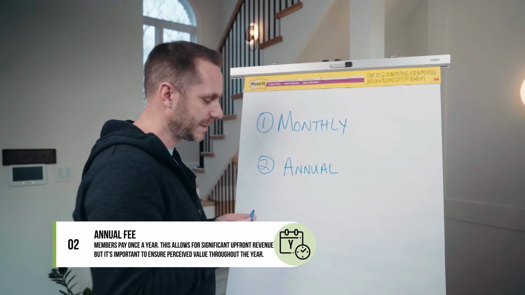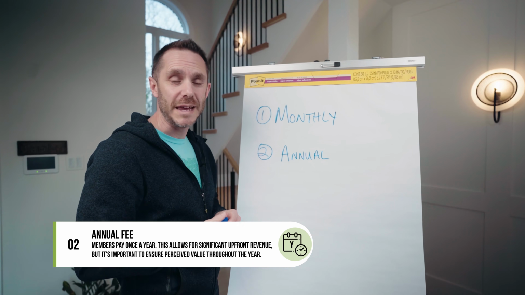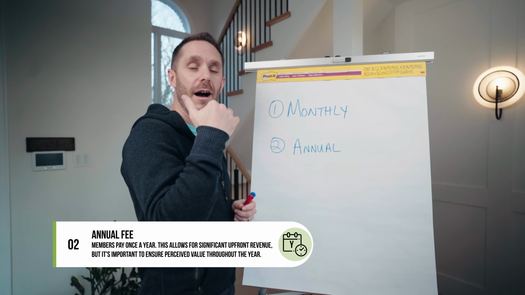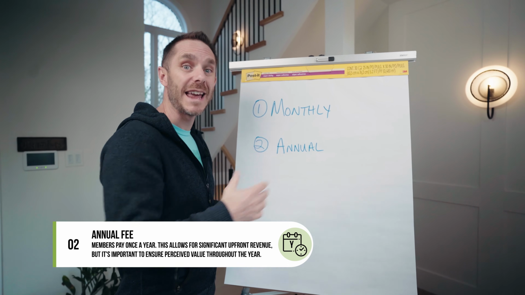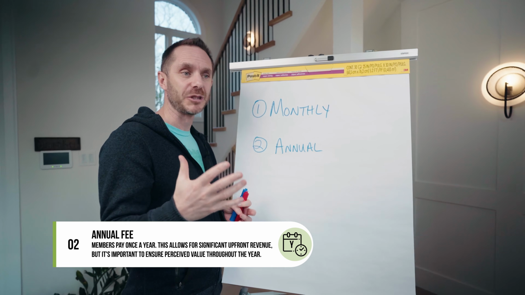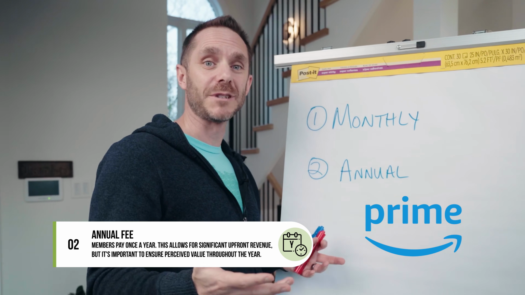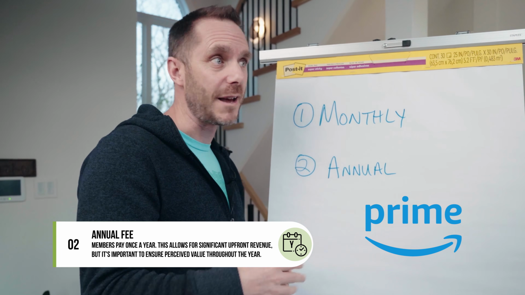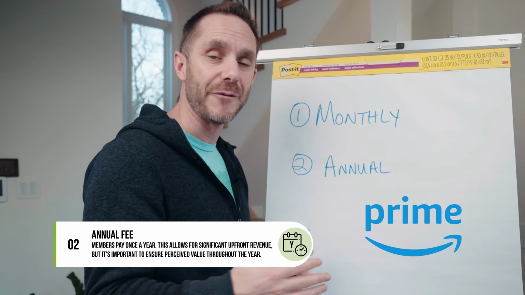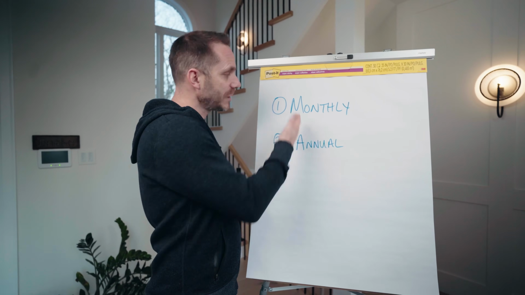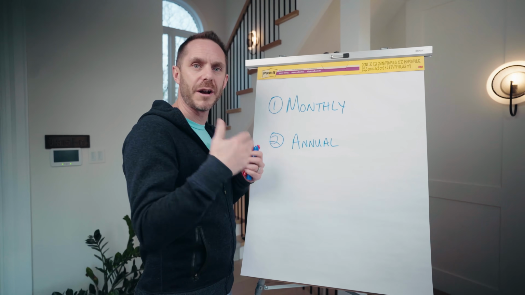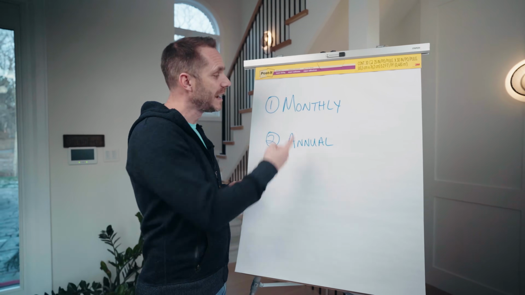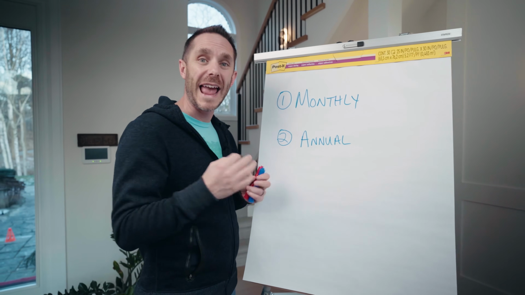So the second pricing model is an annual fee. This is where you pay as a consumer once a year to be able to access that membership. The most common example would be Amazon Prime. We pay an annual fee to be able to access all the Prime benefits every single year. So just like monthly, you're paying on a recurring basis. The only difference is instead of paying monthly, we're paying annually.